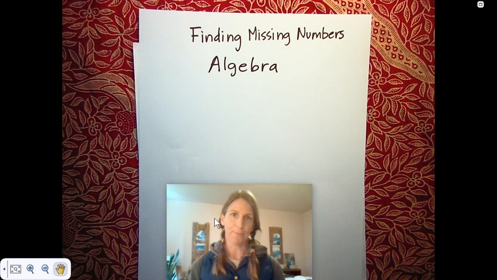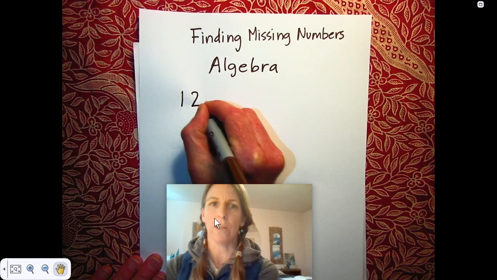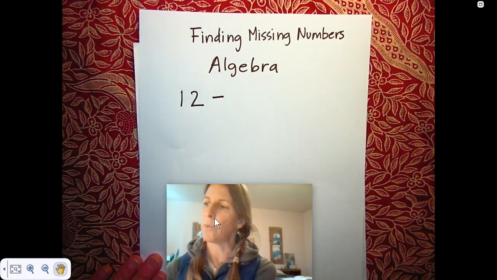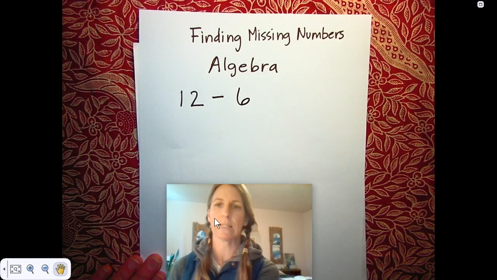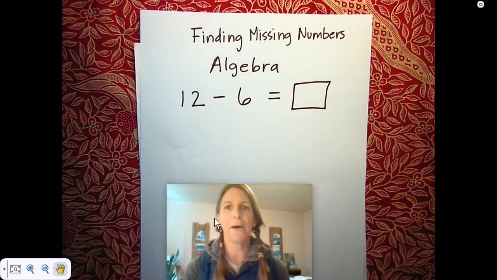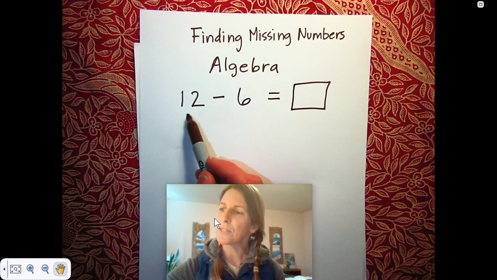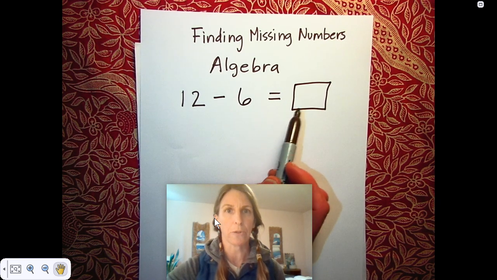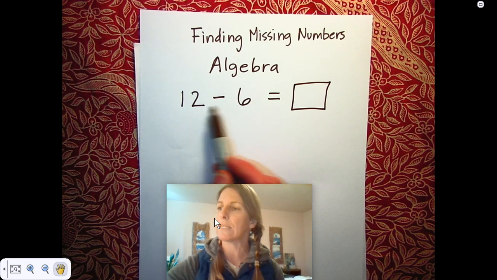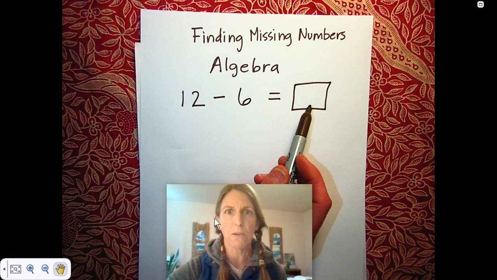If you get a problem that looks like this, how will we figure out the missing number? Say I gave you 12 take away 6 equals some number. It's the missing number right there. Now this one is sort of a regular equation. We're used to seeing it like this. We've got the two numbers first, then the equal sign, and then they want the answer.